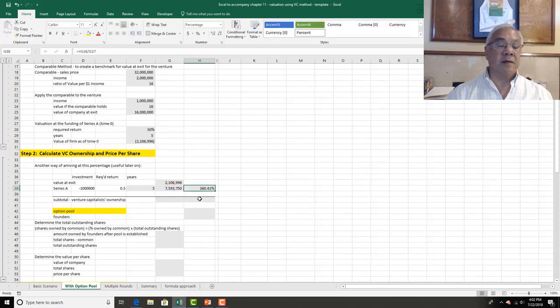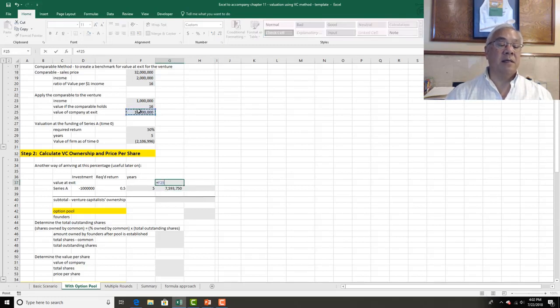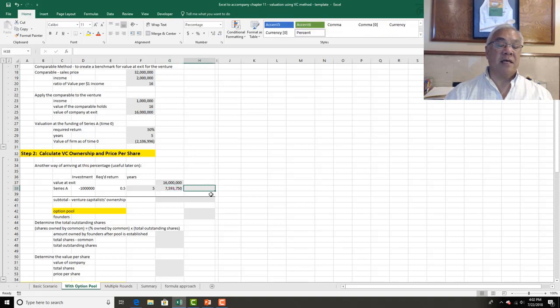the same, the valuation at time of exit equals the 16 million. So 16 million at time 5, they would get 7 million at time 5, which is the same 47.46%. So the venture would get that amount and constitutes this amount of valuation.